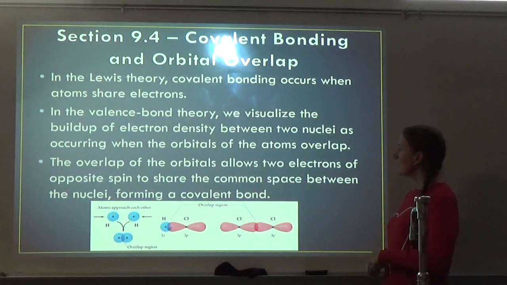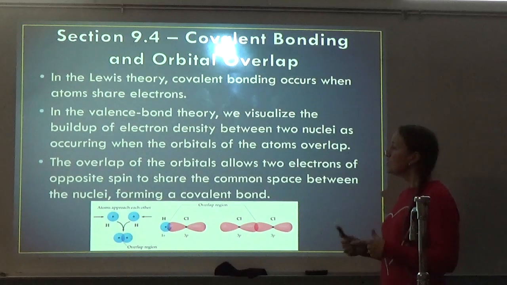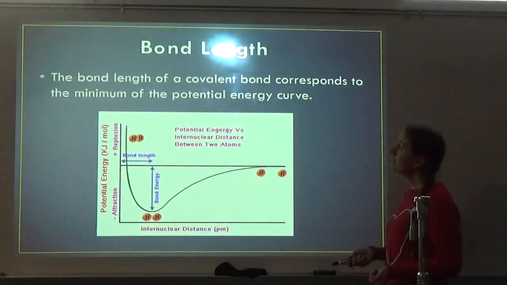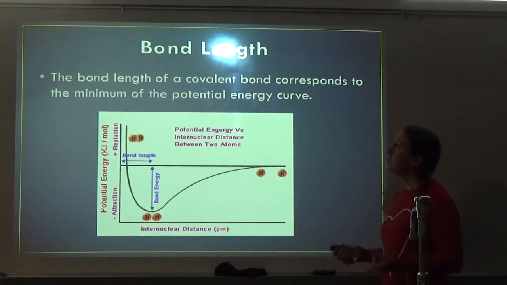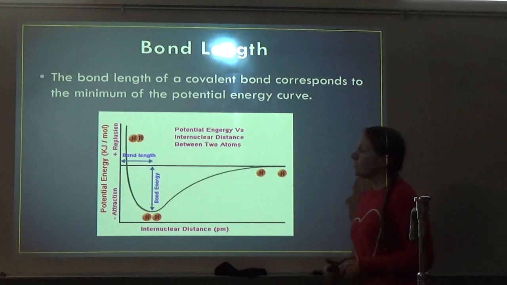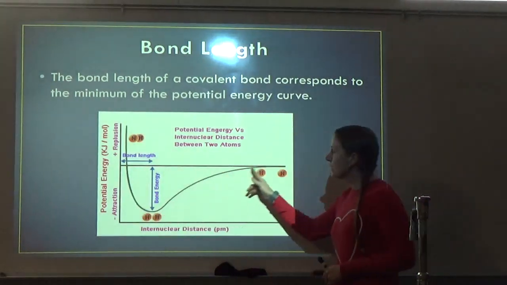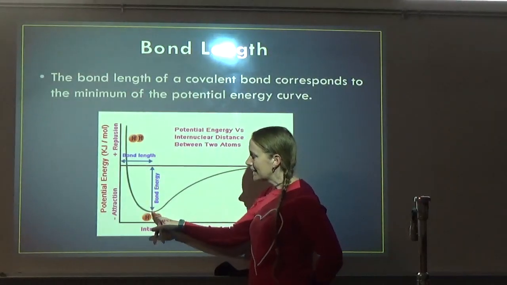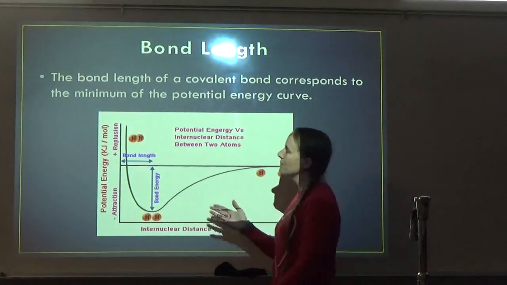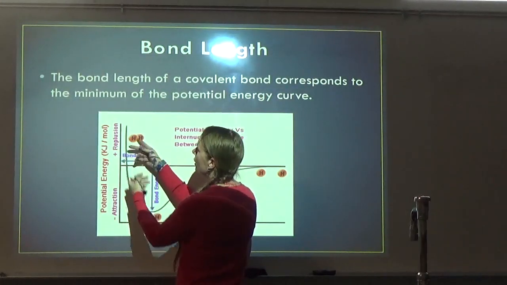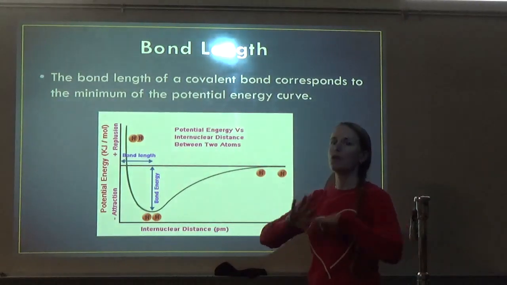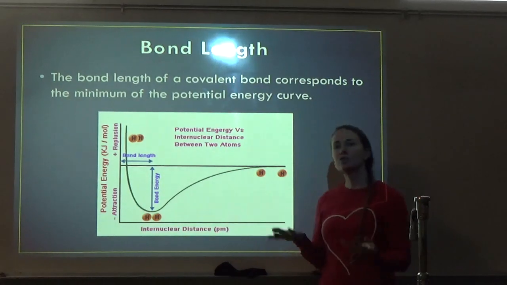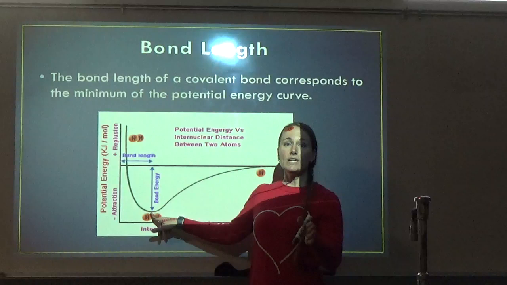The overlap of orbitals allows 2 electrons of opposite spin to share the common space between the nuclei, forming a covalent bond. The bond length of a covalent bond corresponds to the minimum of the potential energy curve. Okay, so all of the potential energy curves for 2 elements look similar to this. So the actual bond length will happen at the minimum energy. Because if you put them too close together, the 2 nuclei are going to repel each other. They don't want to be that close. But if you keep them too far apart, then they don't get a chance to attract each other. So this is like the sweet spot.